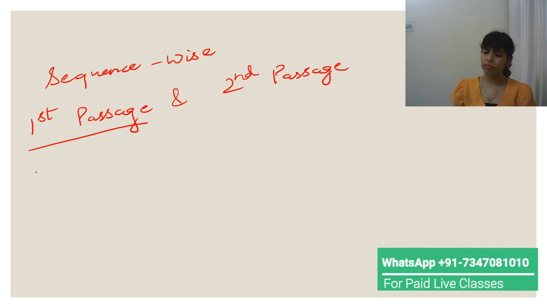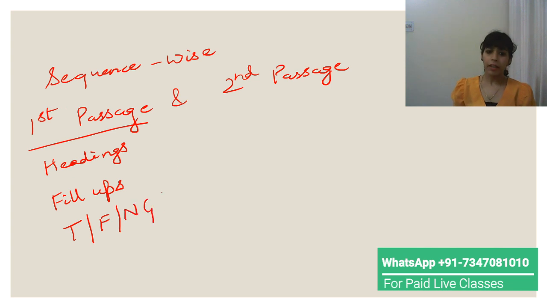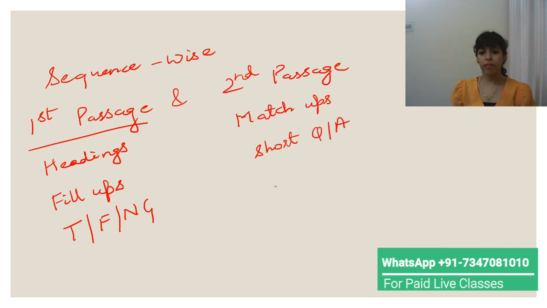First passage में I have three question types. Headings. Okay. Then we have fill-ups. Then true false not given. Whereas in the second passage we have match the correct endings. So matchups we have noun and description. Then we have short question answers. And we have multiple choice questions.